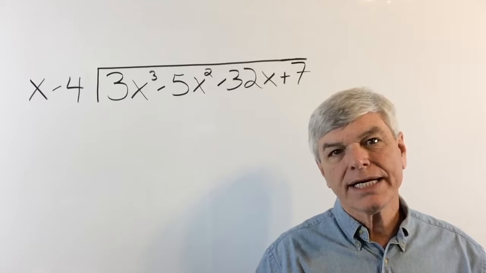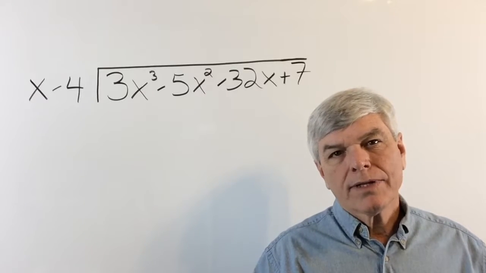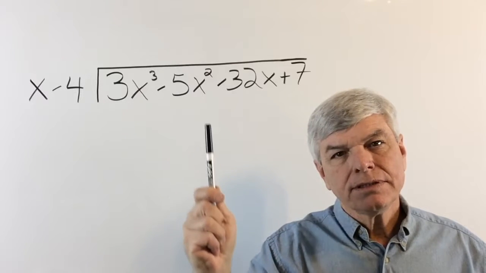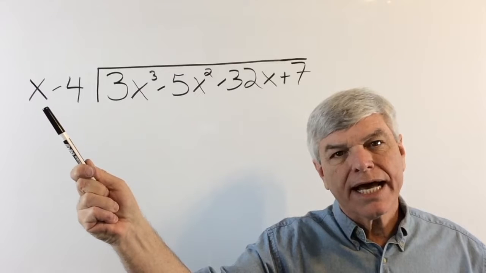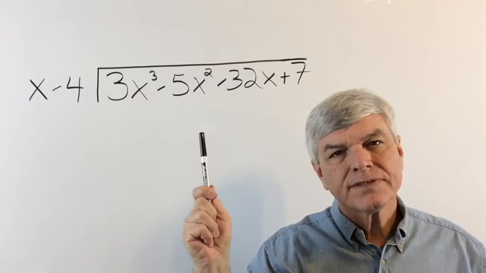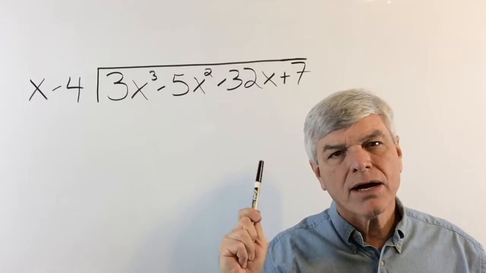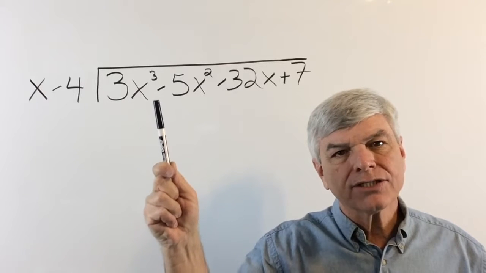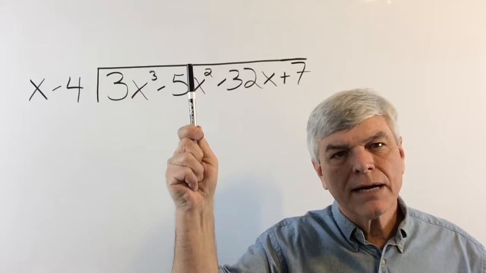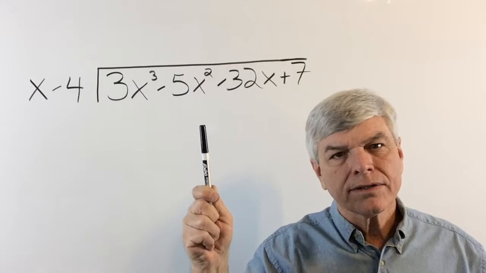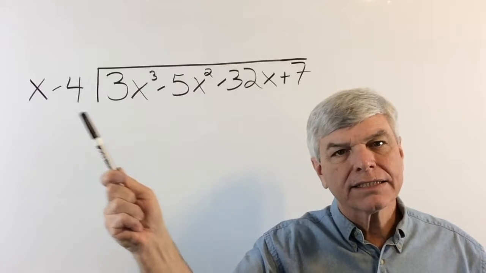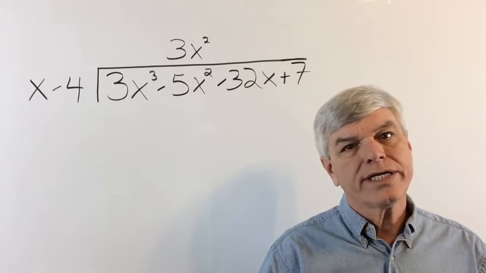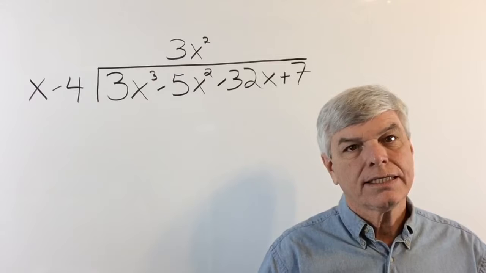Did that sound complicated? Well, I'm going to put a number up here to multiply times x, the divisor. Let's forget about -4 for right now. And it's got to equal 3x cubed. Now, what number could I put up here multiplied by x is going to be 3x cubed? It's going to be 3x squared.